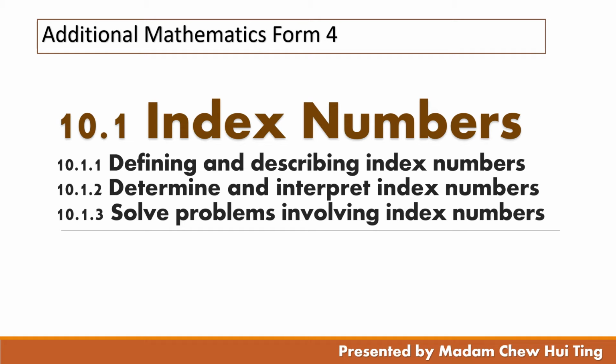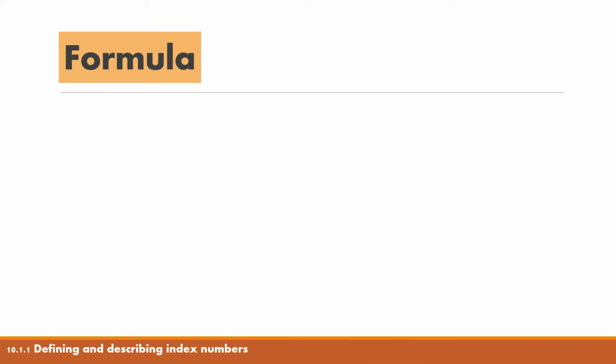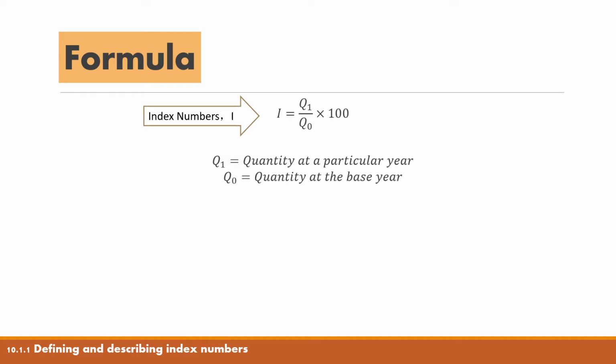The learning standards are 10.1.1, Defining and Describing Index Numbers, 10.1.2, Determine and Interpret Index Numbers, and 10.1.3, Solve Problems Involving Index Numbers. Let's have a look at the formula used in this learning standard. We have I equals Q1 over Q0 multiplied by 100, where I is the index number, Q1 is the quantity at a particular year, and Q0 is the quantity at the base year.